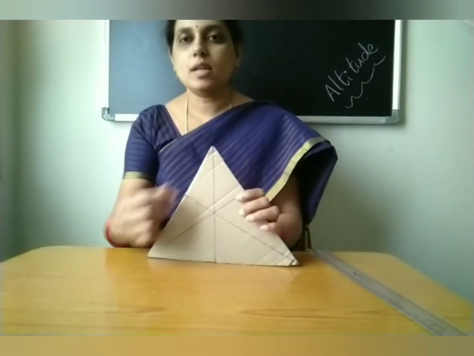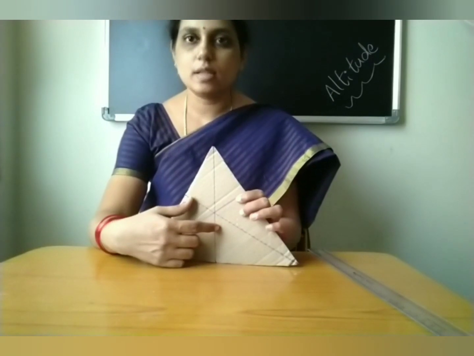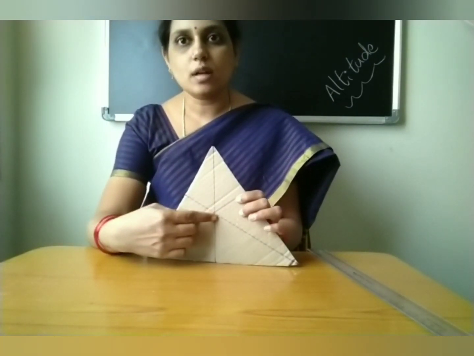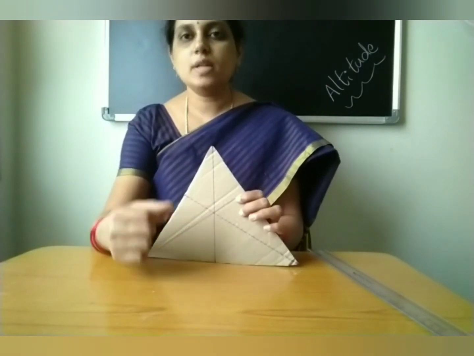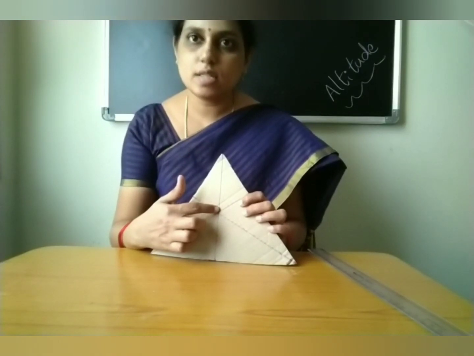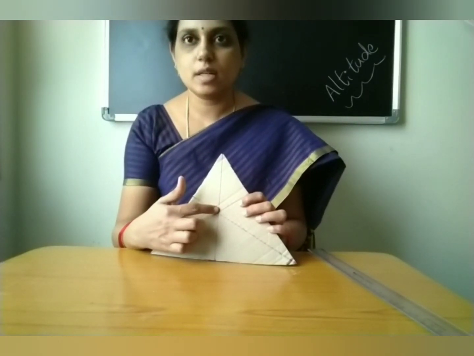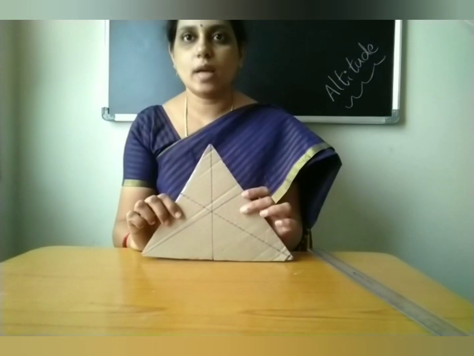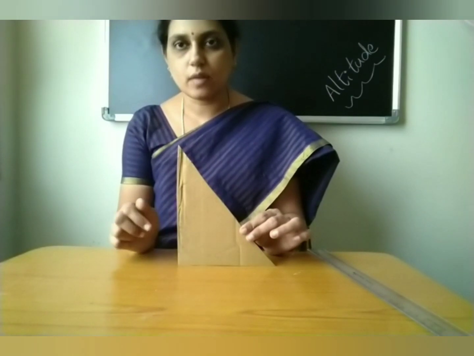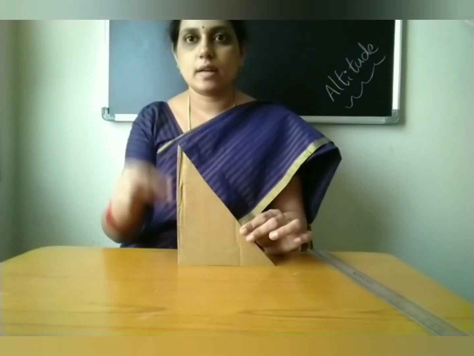So all the 3 altitudes completely lie inside the triangle, that means in the interior of the triangle, and the orthocenter also lies in the interior. Means all the 3 altitudes are meeting in the interior of the triangle. Is it clear? So this is about the acute angle triangle. Now we will see one more triangle, that is the right angle triangle. Here one angle is a right angle.